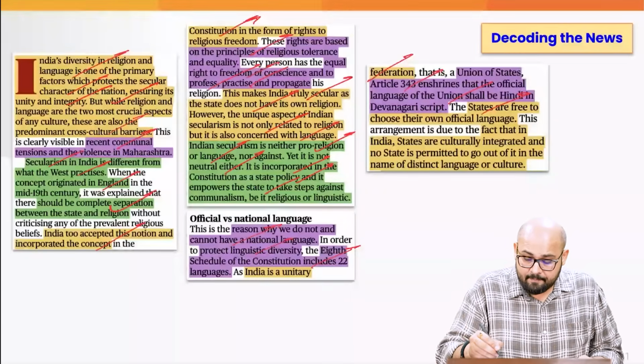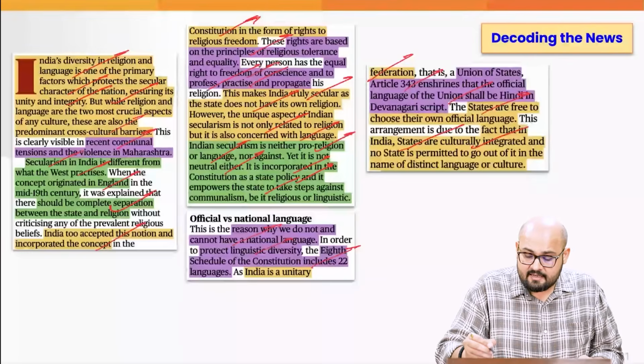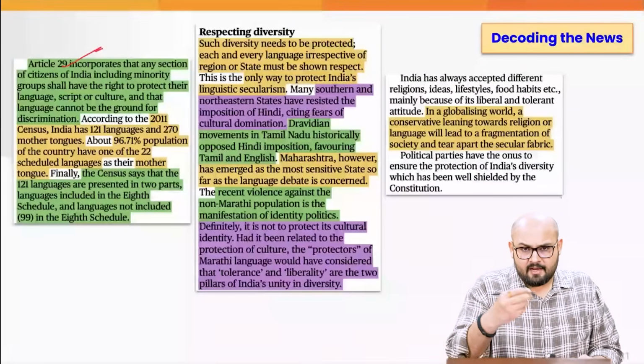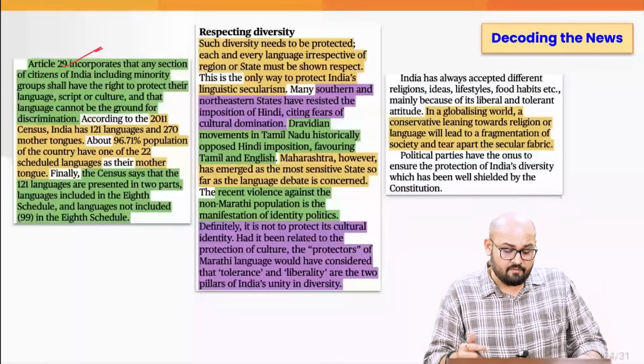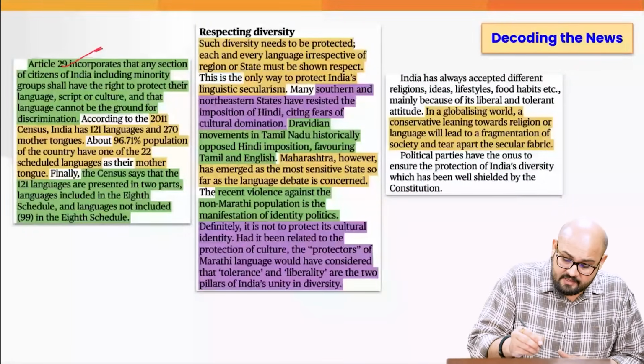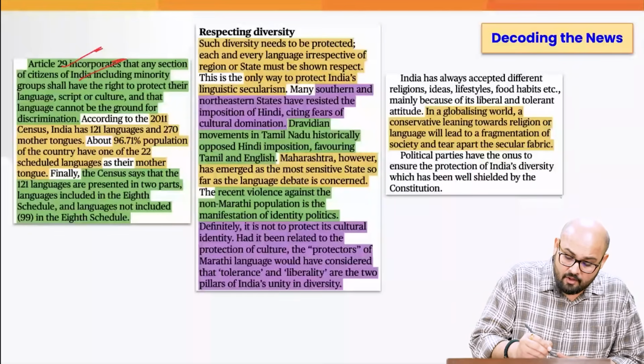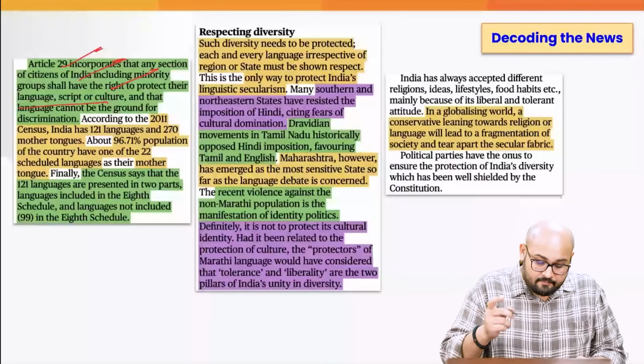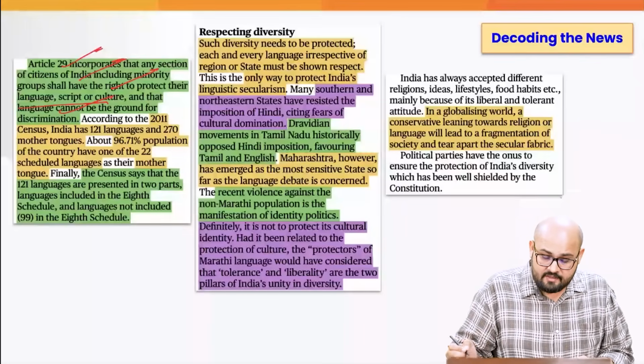This is because in India, the states are culturally integrated and no state is permitted to go out from it in the name of distinct language or culture. Article 29, we have the minority rights with respect to the protection of language or culture. It incorporates that any section of citizens, including the minority, shall have the right to protect their language, script, or culture. These three words are important: language, script, and culture. And language cannot be the ground for discrimination.